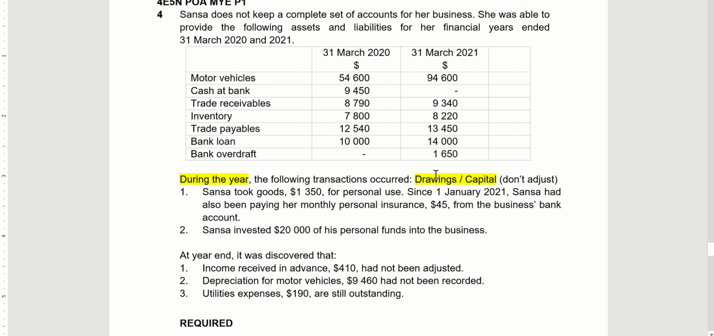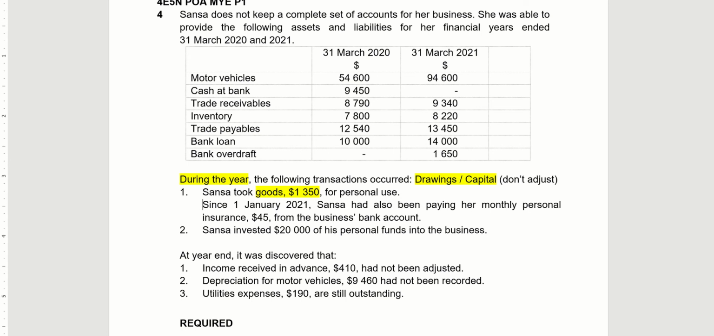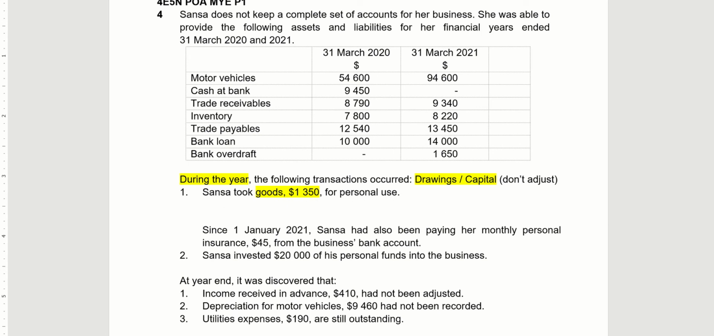So let's take a look. She took goods, 1350, for personal use. Since she has taken goods 1350 for personal use, the double entry will be drawings affected. Drawings will increase by 1350. The other account, inventory, will reduce by 1350.